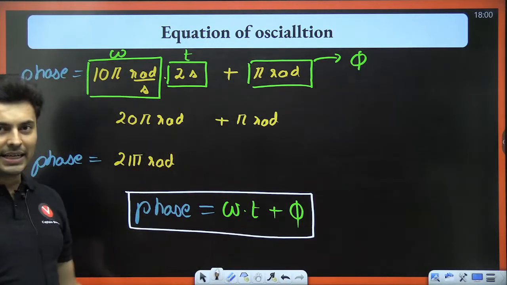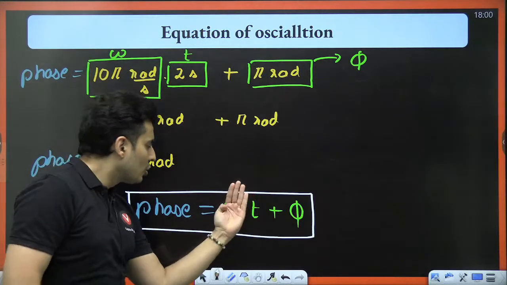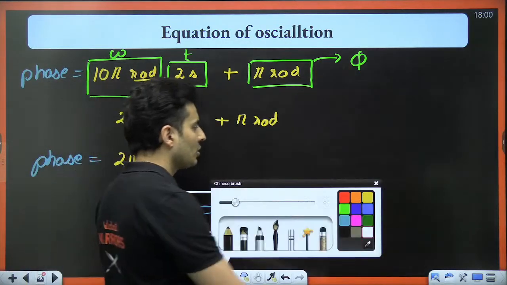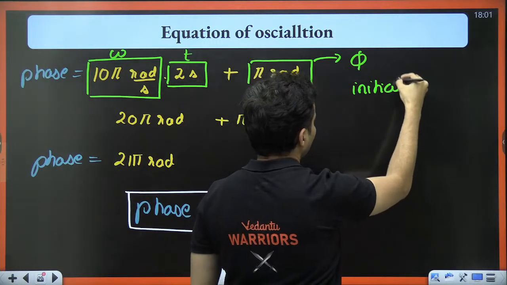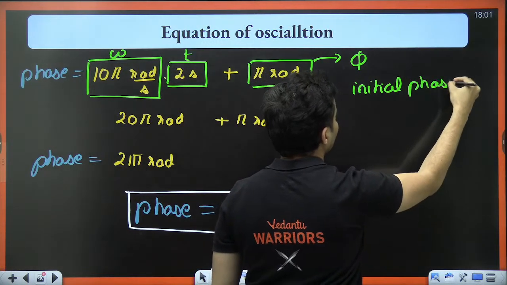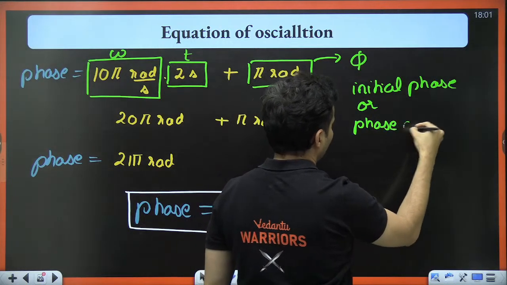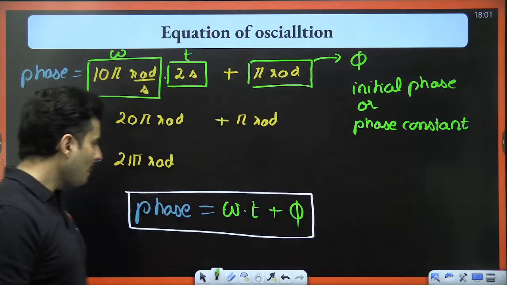The phase of a SHM is omega t plus phi. When you put time as 0, you will get the initial phase, which is over here. So this phi is also called your initial phase, or just the phase constant. Keep this in mind.